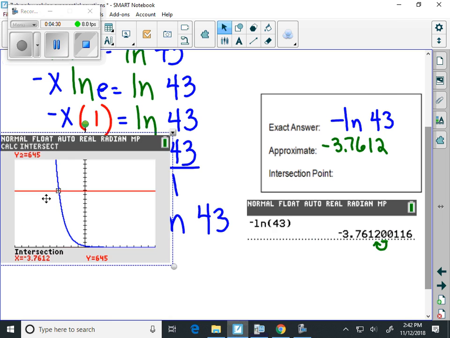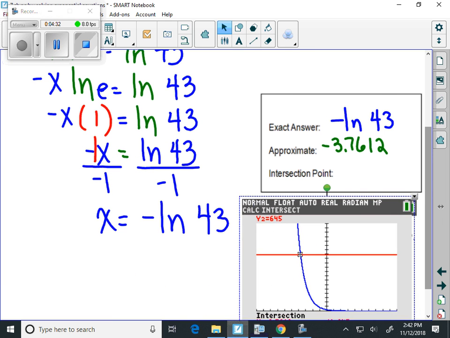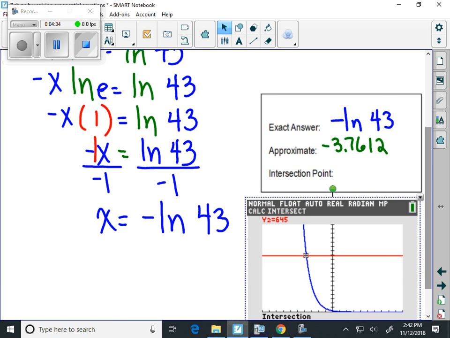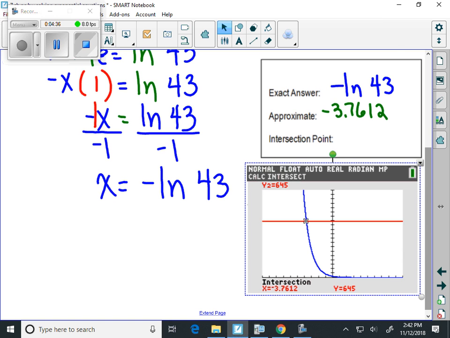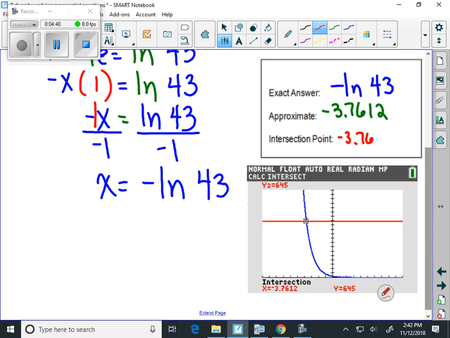And sure enough, if you've been paying attention, you see that pattern here, which means that our intersection is the negative 3.7612, and then it's 645.